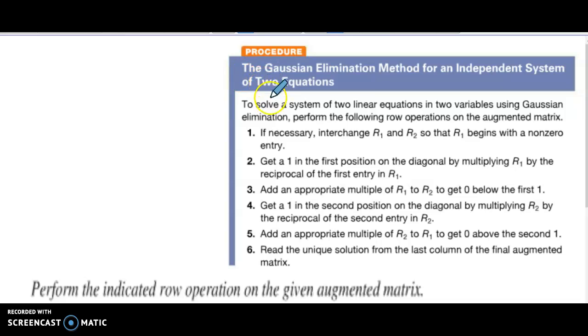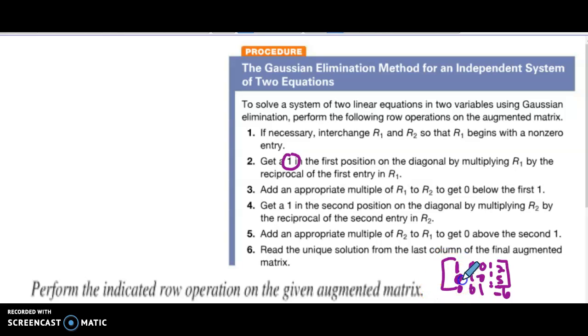Our goal is to do all the row operations and get down to our final result, which should look like this. Let's just say I have a 3 by 3: 1, 0, 0, 0, 1, 0, 0, 0, 1. And then we'd have, I don't know what numbers would be here, 2, 5, negative 6. That would mean X is 2, Y is 5, Z is negative 6. So what we do is we want to start out getting a 1 in this upper left corner.